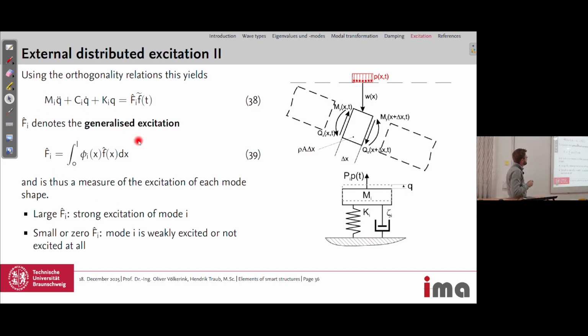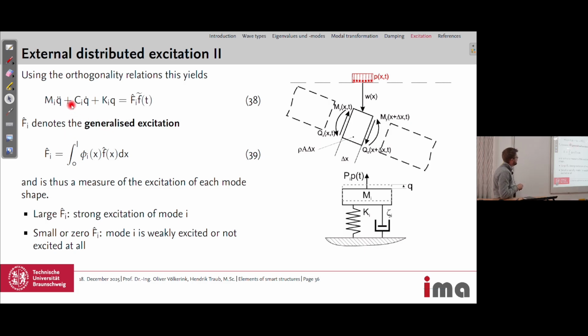We are using then with the modal transformation the orthogonality relations again, and now we have a description with a single degree of freedom oscillator again, but not only the mass and the spring, but we also have a damper now in it for the material damping, and we have this external excitation. Here it's stated as P, but it's the same as the F here.